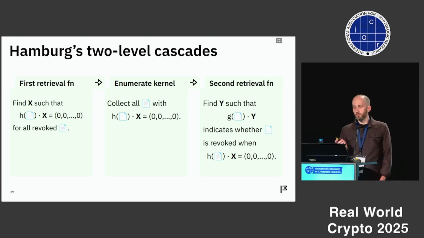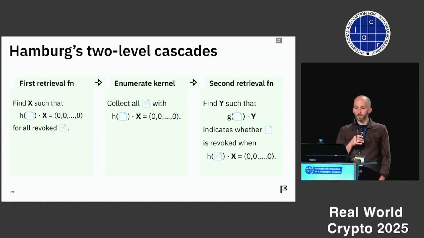The idea here is to use two retrieval functions. The first one, you find some matrix X so that the hash of any revoked document times X comes up as K bits of zeros. And that's going to give us a factor 2 to the K suppression of false positives for things that are not in the set, right? You take a random value multiplied by X, under some heuristics about what X looks like, you will not get 0 with probability 1 minus 2 to the minus K.